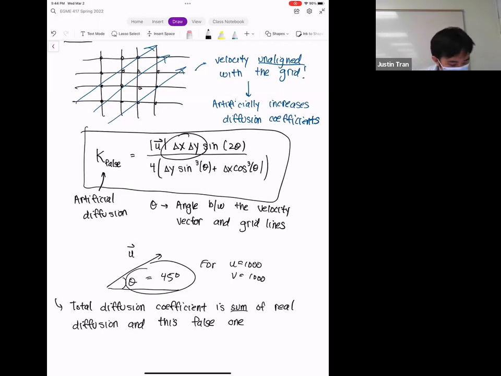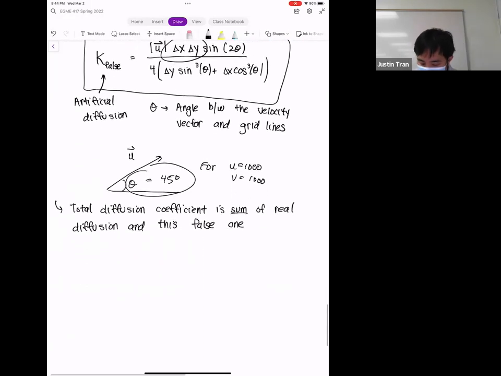Okay. And so just to sum up convection, because I want to make sure we have a nice summary before we move on, you have two options when you're simulating convection with finite differences.